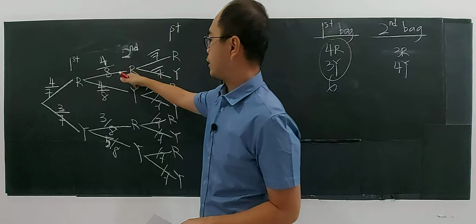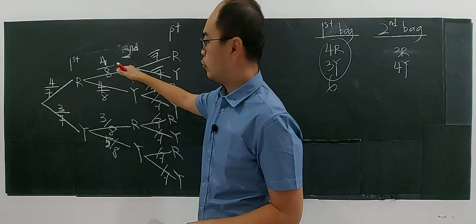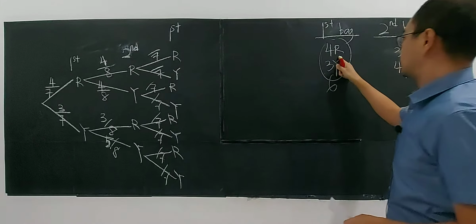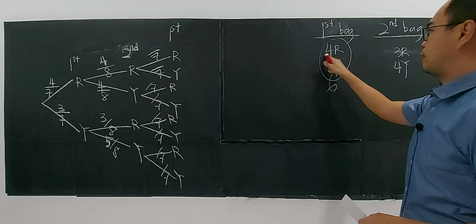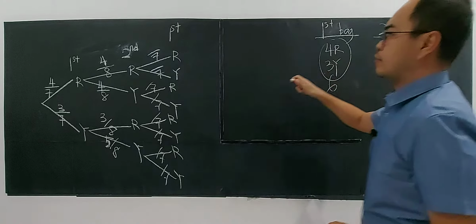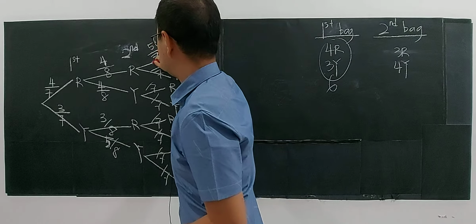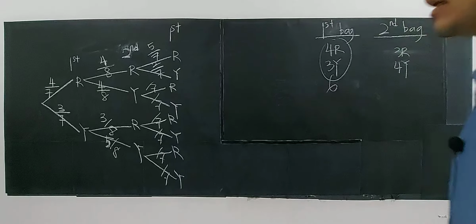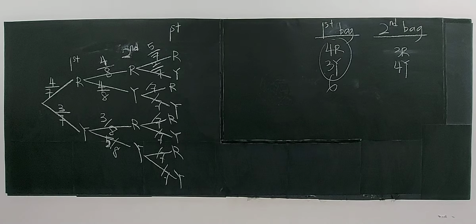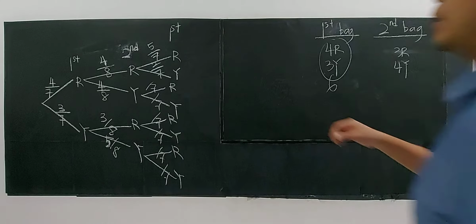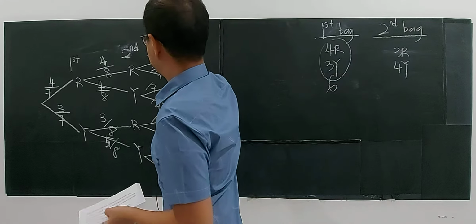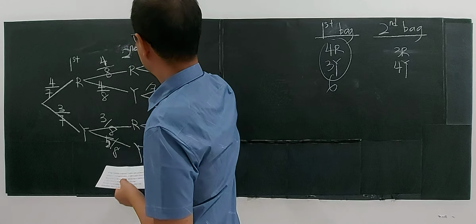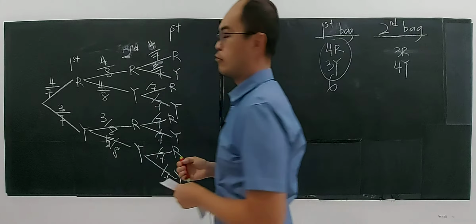If you put the red back, be careful: the second drawn is red, you put it back here. So now it becomes 5 red, right? 5 red, and the yellow becomes 2. Oh, sorry, it's supposed to be 4, I have miscalculated. Why is it 4, and here it becomes 3?